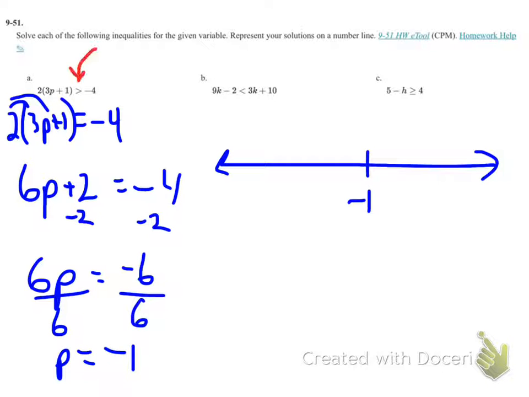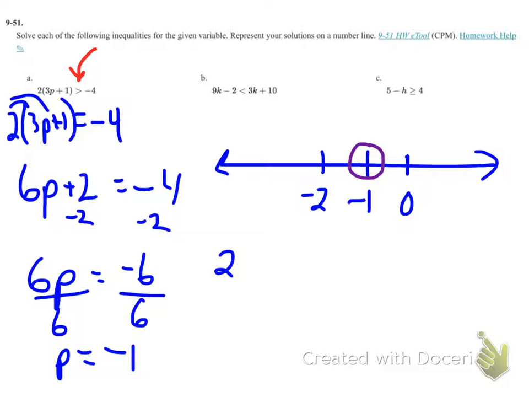If you look at the original inequality, it is a greater than symbol. If it's not "or equal to," that means it's going to be an open circle on negative 1. What I want to do now is test some values to see which way to shade our number line. A real easy number to always try testing is 0. 0 would be right here to the right of negative 1. To the left would be a negative 2. So I'm going to test 0 in my original inequality.